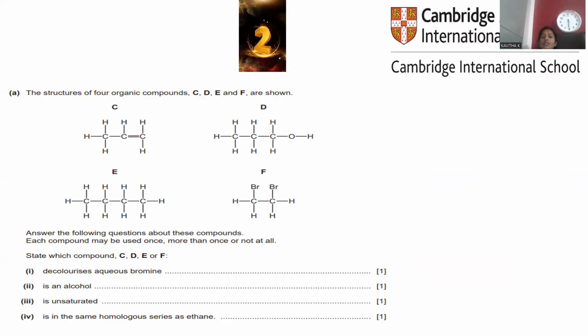And we enter into question 2, collected from the Cambridge International Assessment. The structures of 4 organic compounds are provided. All are hydrocarbon skeletons only. In compound 1, you can notice the double bond.